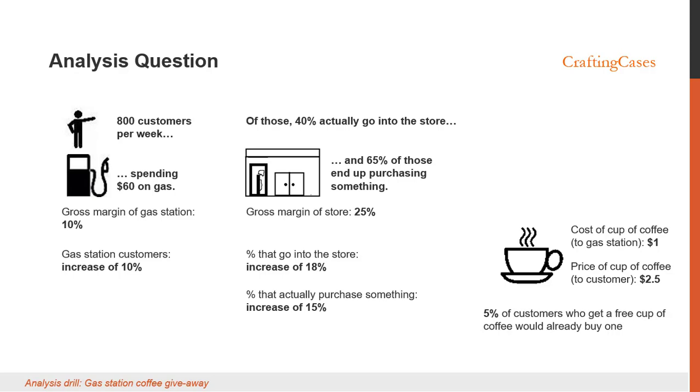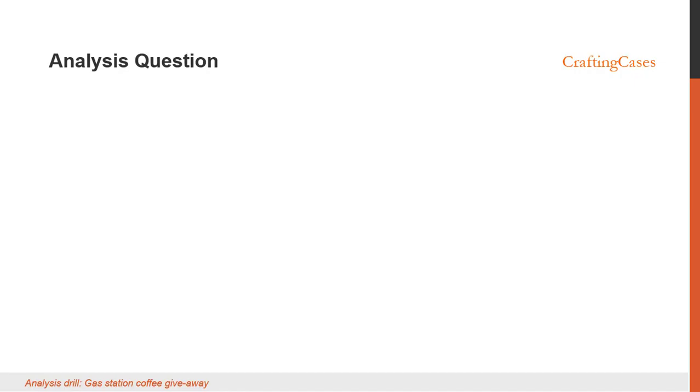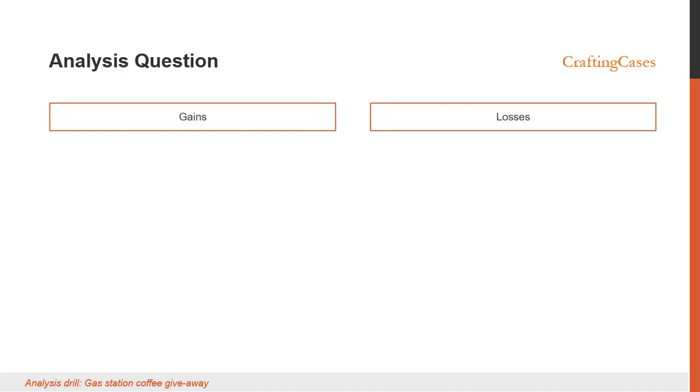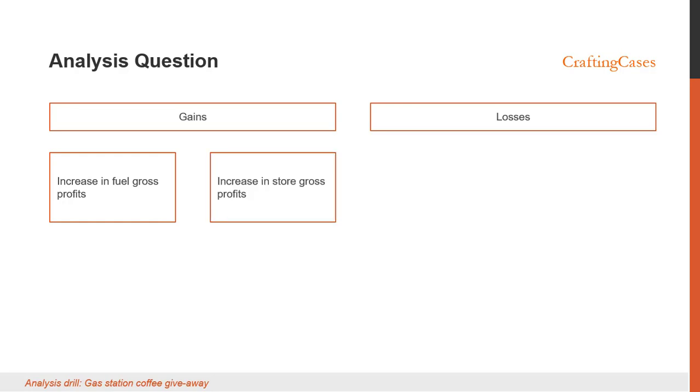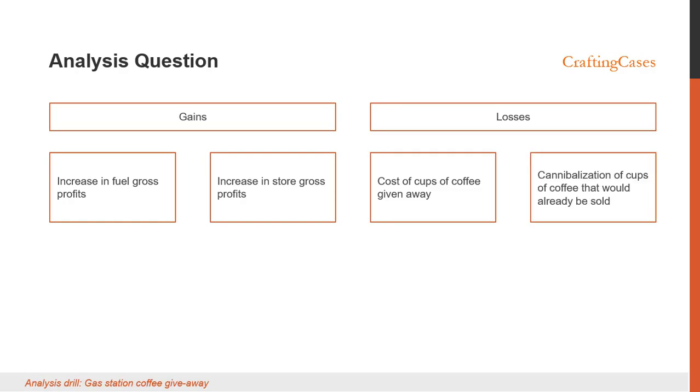So I'm going to tackle this problem looking at gains and losses. There are gains from increase in fuel gross profits and increase in store gross profits, and there are losses from costs of cups of coffee given away and from cannibalization of cups of coffee that would already be sold. So people that would buy a cup of coffee but instead actually got a cup of coffee for free, those people are not going to buy, and I'm going to lose some profits from that.